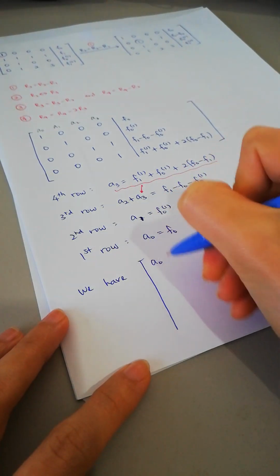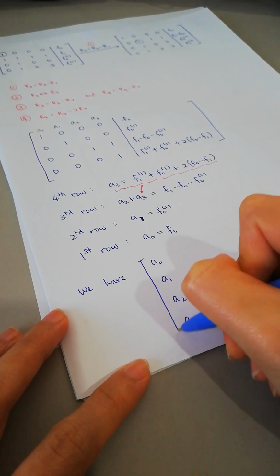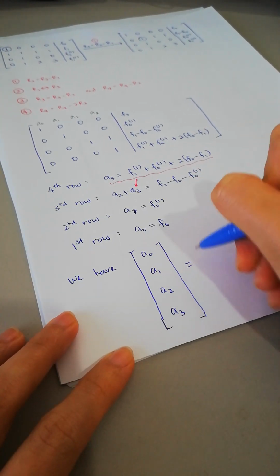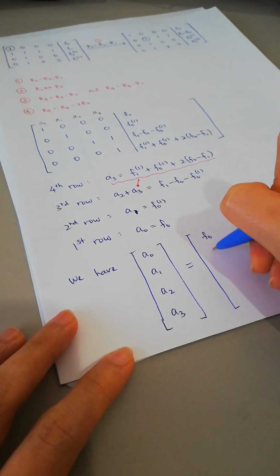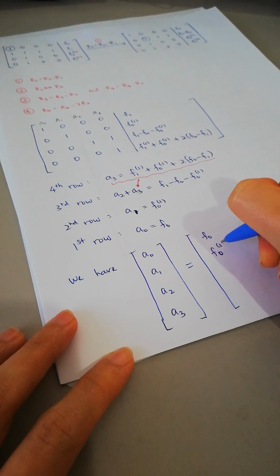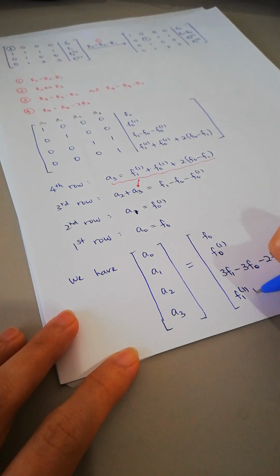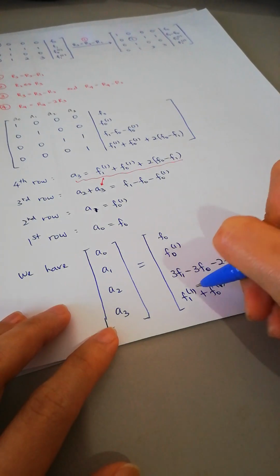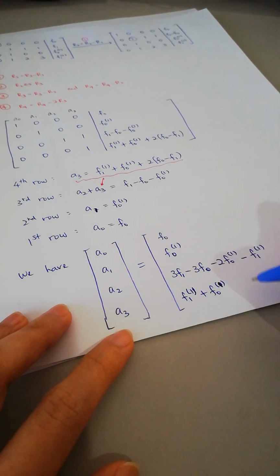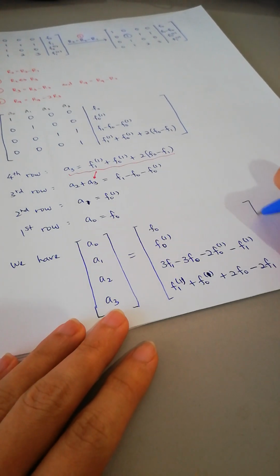So finally we have your A0, A1, A2, A3 is equal to F0, F1, F01, and then you have 3F1 minus 3F0 minus 2F01 minus F11, and then the last one is F11 plus F00, F01, this is 1, plus 2F0 minus 2F1. Okay, so this is your final answer.